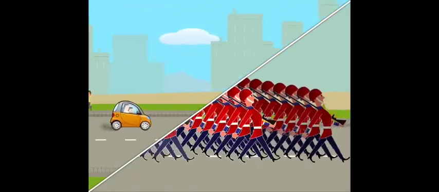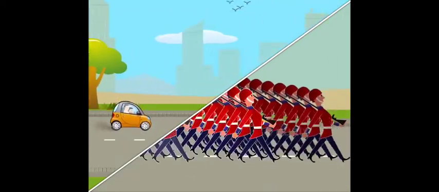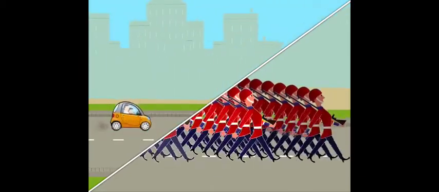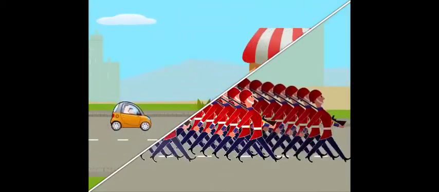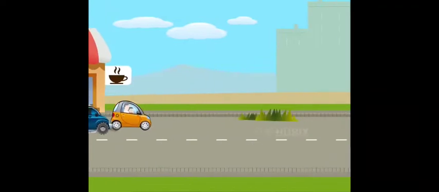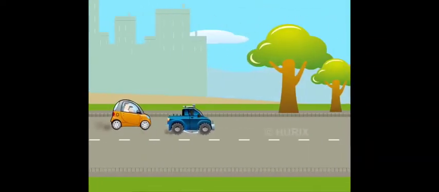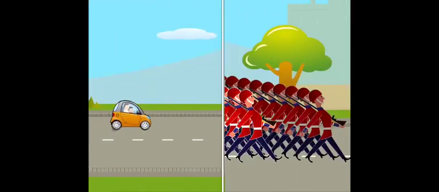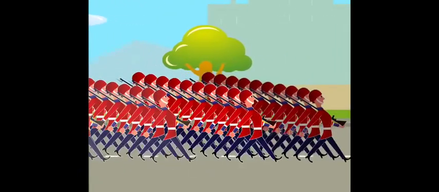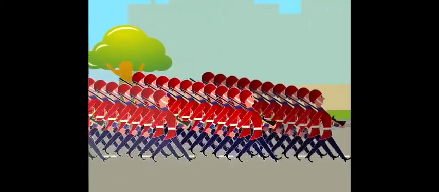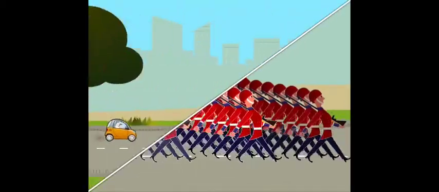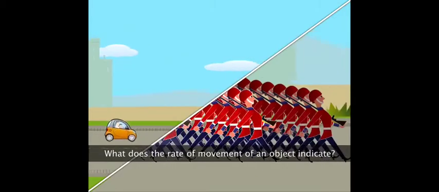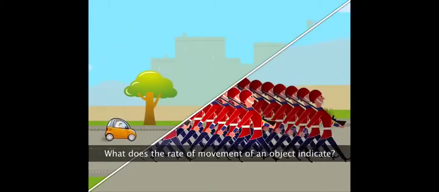In our daily lives, we come across a variety of objects moving at varying rates. Some objects travel along a path at different rates, while some move at a constant rate. What does the rate of movement of an object indicate?